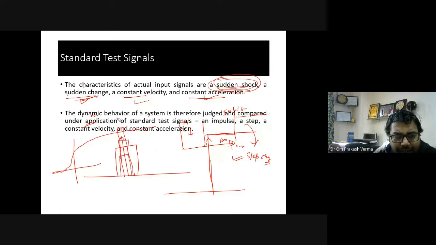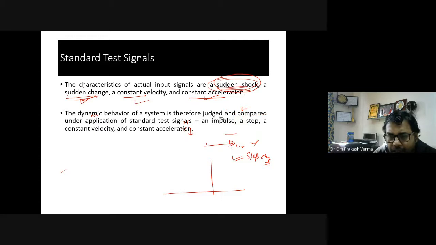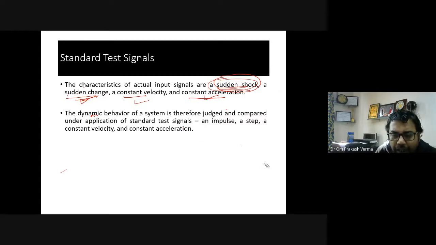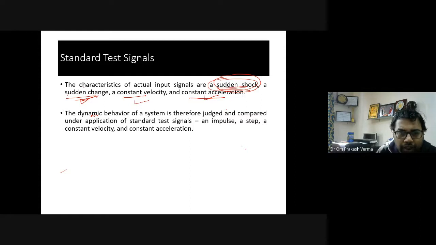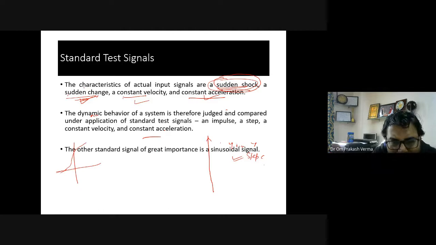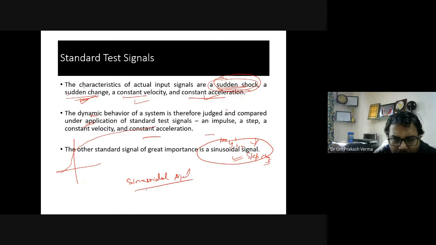Now the next part is the dynamic behavior of a system. It can therefore be judged and compared under the application of a standard signal. And what are the different standard signals? We have already discussed them: the impulse, the step, the ramp, and the parabolic, that is the constant acceleration. Another standard signal of great importance is the sinusoidal signal. Sinusoidal signal we are also providing.